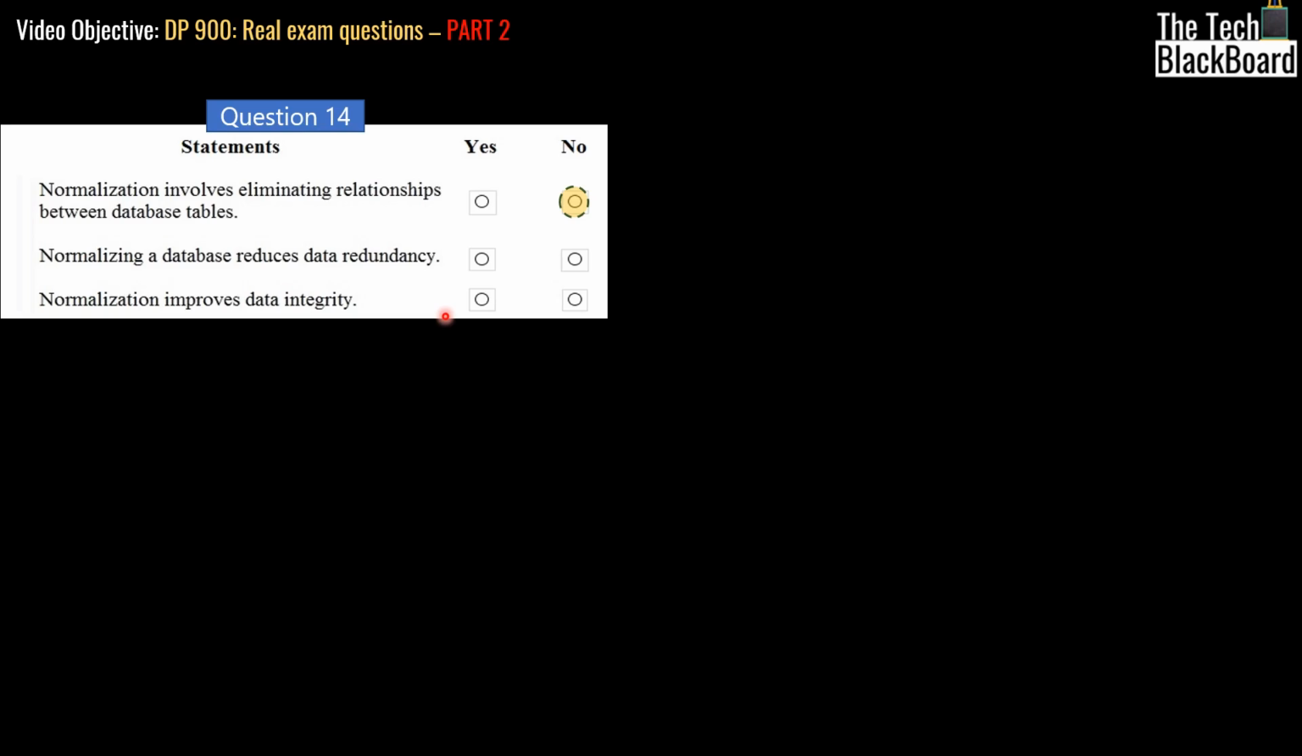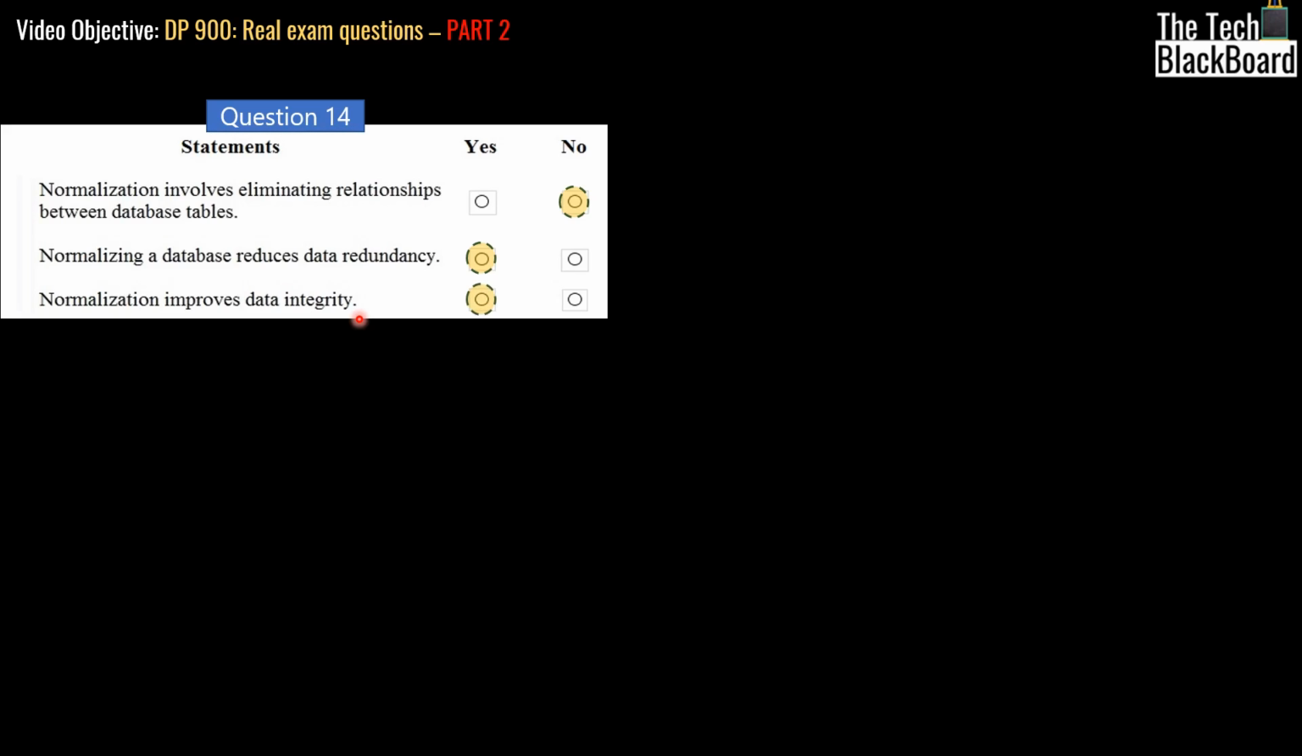So with this understanding, now if you read this statement, normalizing a database reduces data redundancy, definitely it's a true statement. We are reducing the redundant data while we are doing normalization. Then the third statement says normalization improves data integrity. Yes, definitely this is the very soul of the normalization process. Normalization is definitely done with the objective to maintain data integrity. So this is a true, or a yes.